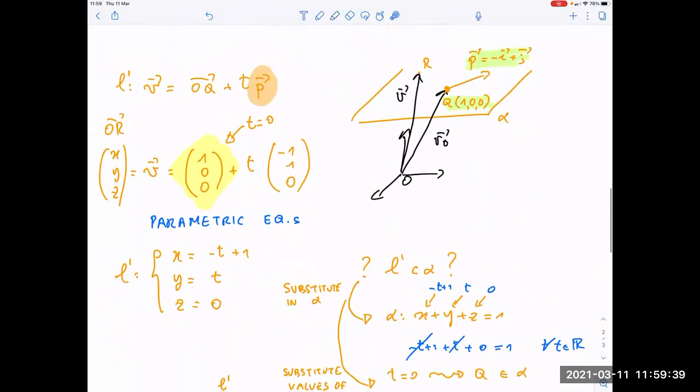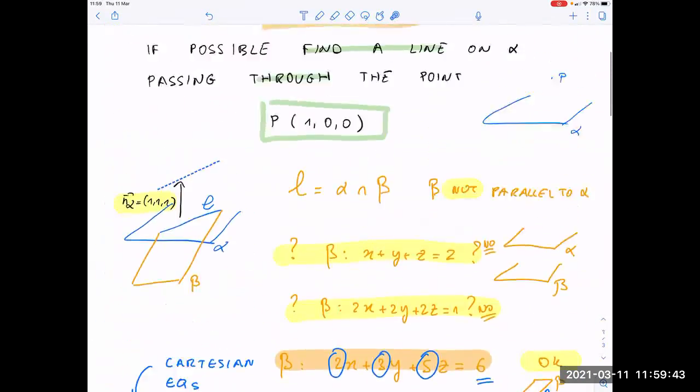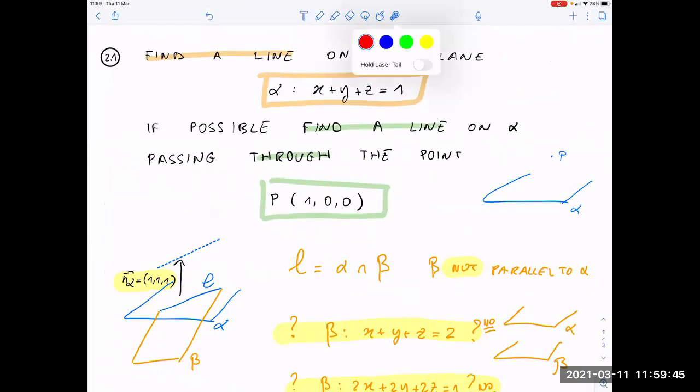If there are no further questions, what we should do is go back and see that we did the first part, you see? We found a line on alpha, and we saw also how to find all of them, okay? And now we have to do the second part. So people who understood what we did up to now, please start finding a line going through P1000.